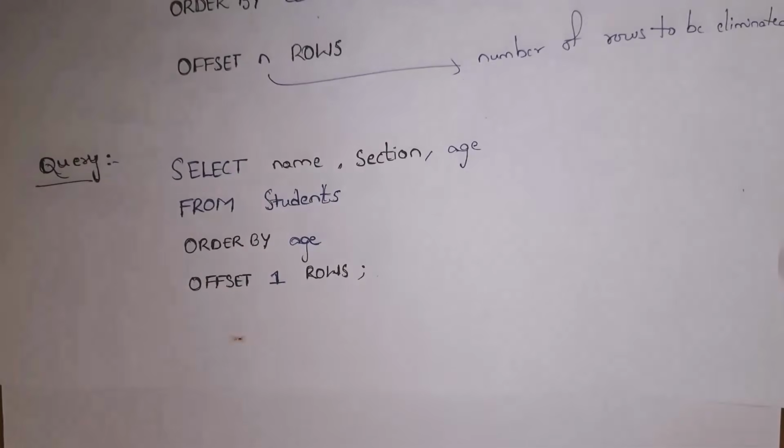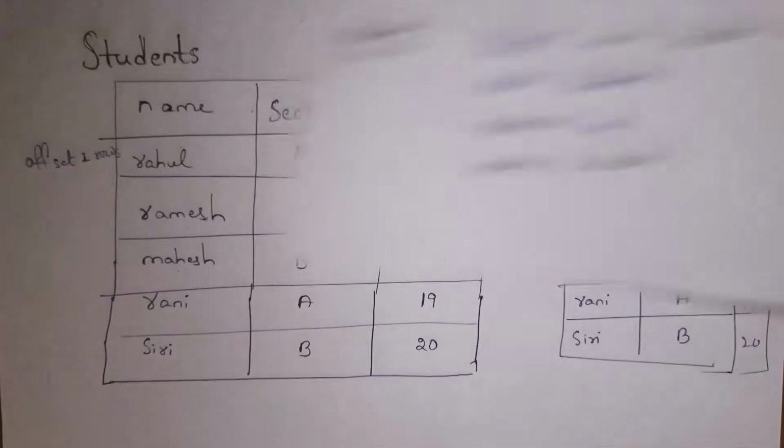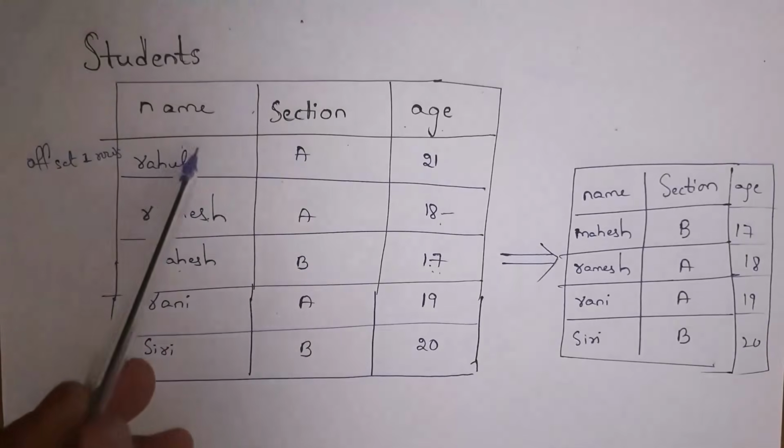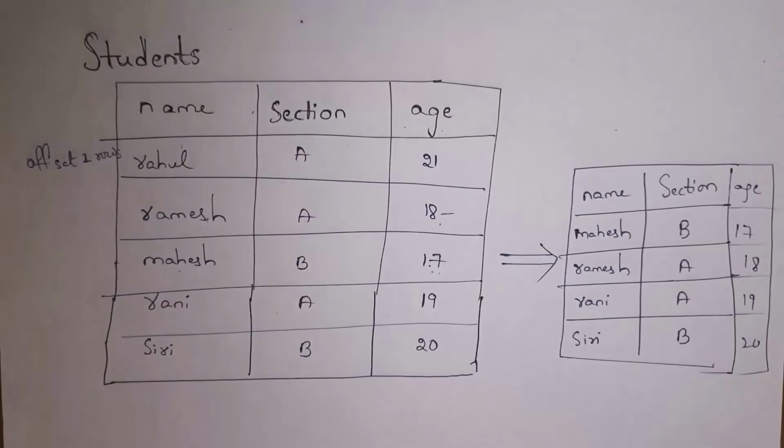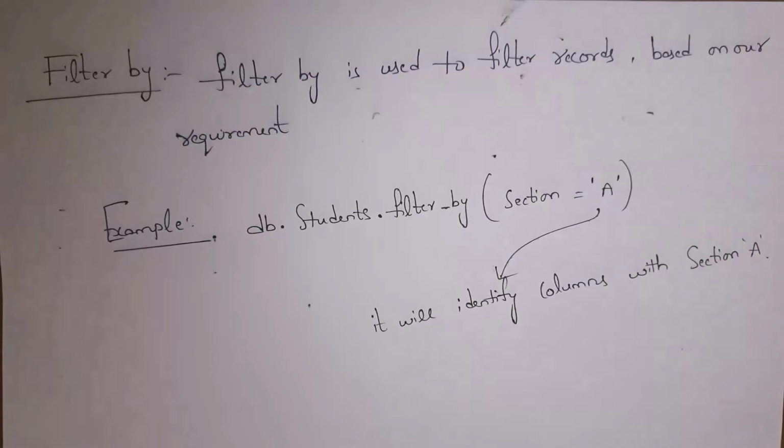And at last I have written here offset 1 row. Whenever you write here offset 1 row, it will not display the first row. It will ignore the first row. Whenever I run this code, this is my output. It will ignore the first row and it will display only these first 4 rows. This is my output.